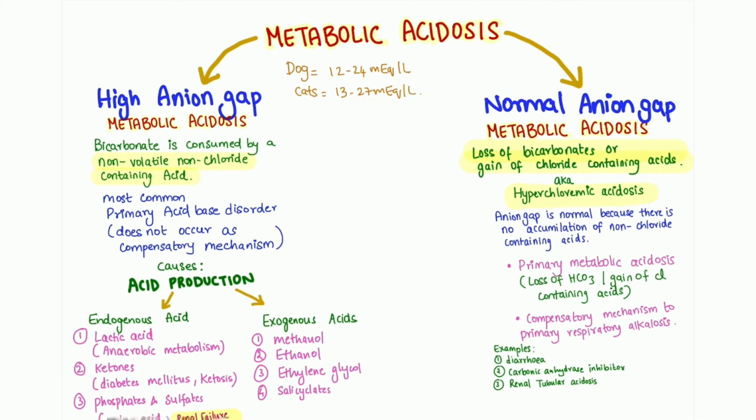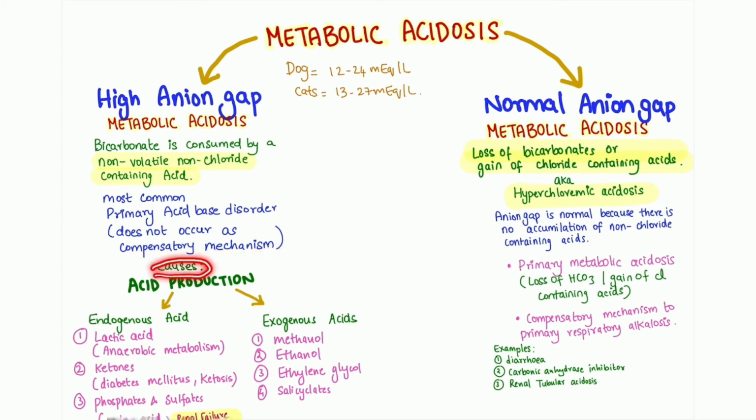Coming to high anion gap metabolic acidosis, primarily bicarbonate is consumed by a non-volatile, non-chloride containing acid. In high anion gap metabolic acidosis, chloride is not increased. Chloride tends to be normal in range, and most commonly high anion gap metabolic acidosis occurs as a primary acid base disorder rather than a compensatory mechanism.